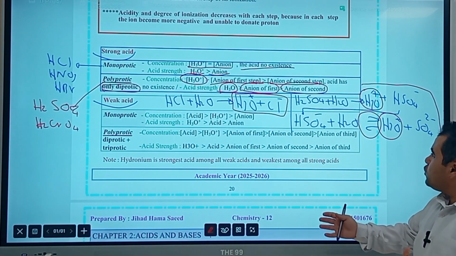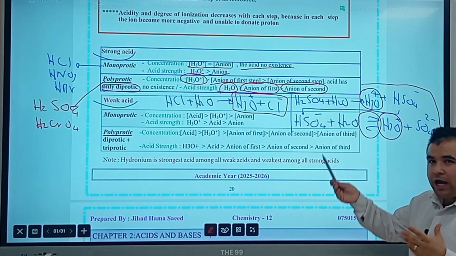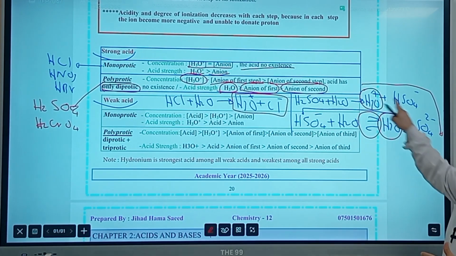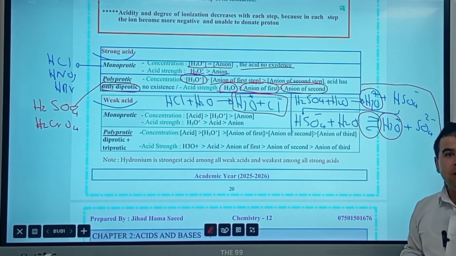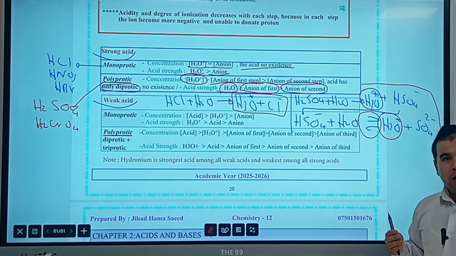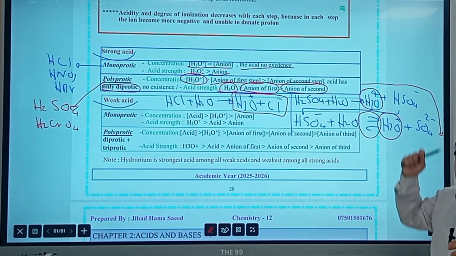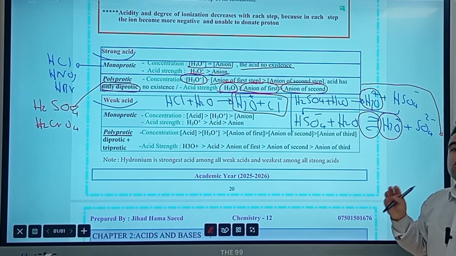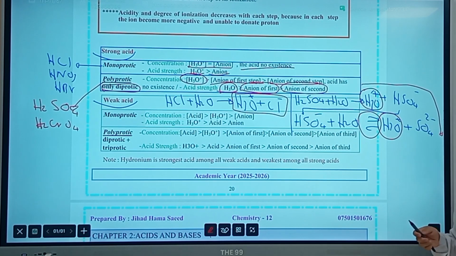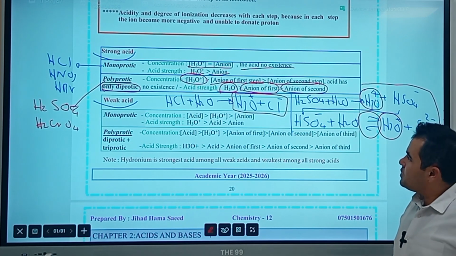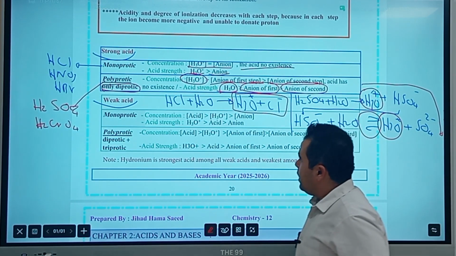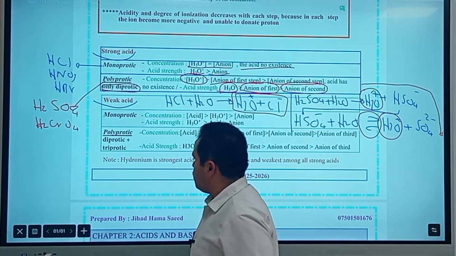So let me ask a question and answer the question. In the sulfuric acid solution, which of the following has the highest concentration? Hydronium. Which of them is the strongest alkaline species? Sulfate. The least concentration? Sulfate. Which of them is the most acidic? Hydronium. So those are the possible questions and answers.